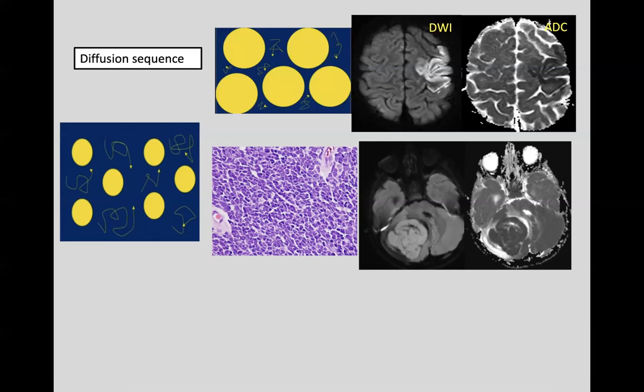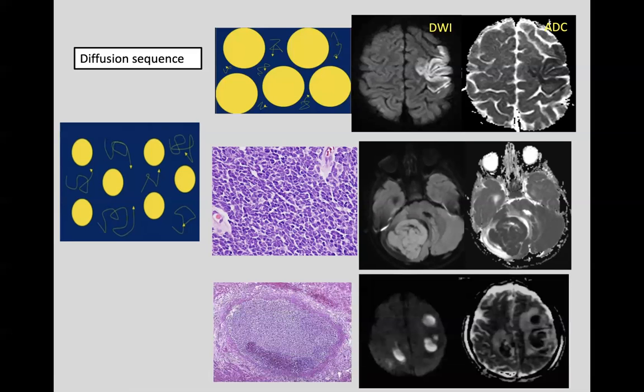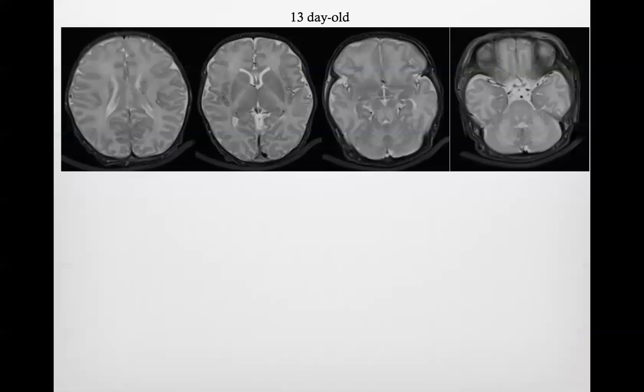There is a third situation where the diffusion restriction is very useful. Pathological situation is pus. When we have an abscess, the central part of the abscess is full of debris and there is no free water, and basically there is a striking diffusion restriction. Again, DWI, diffusion weighted image, is bright, and ADC is dark, exactly mirroring the diffusion weighted image.